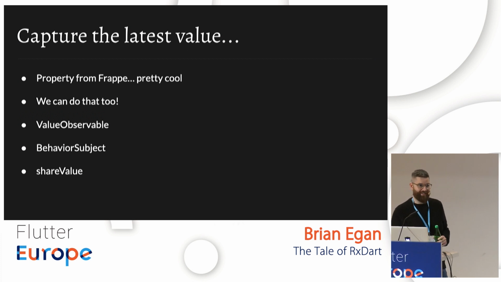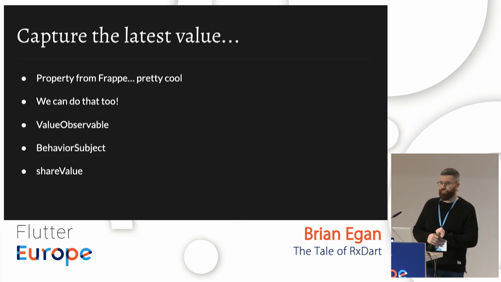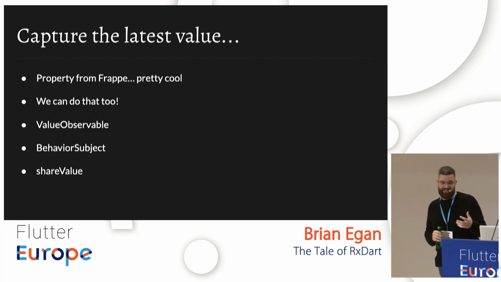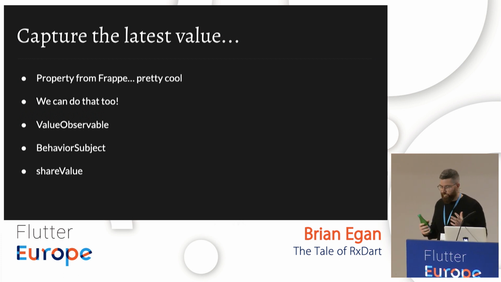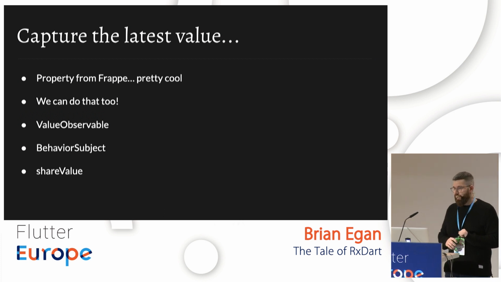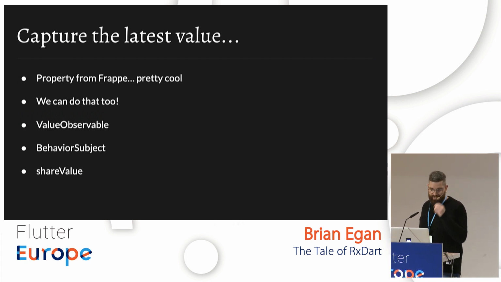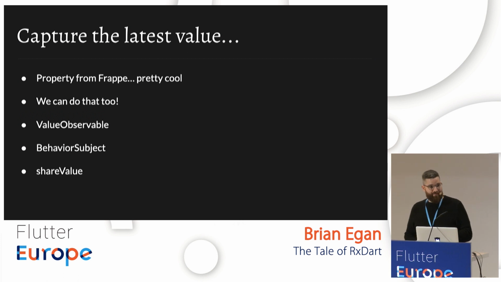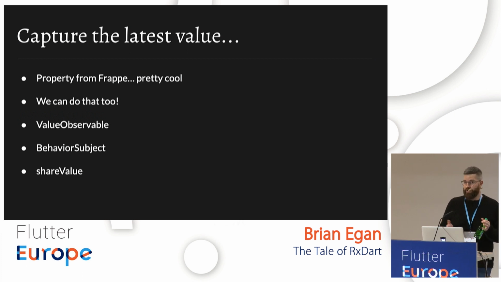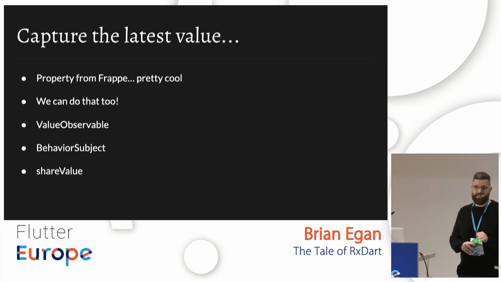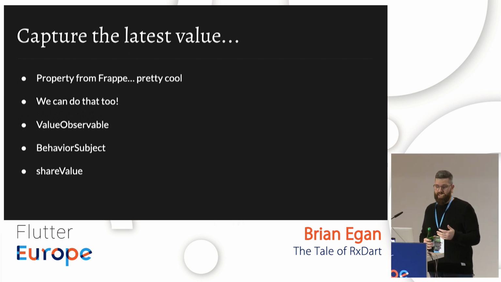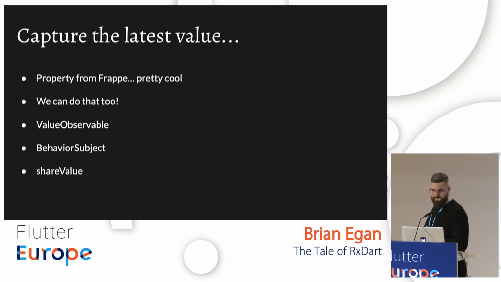So Frappe, as I said, had this idea of a property, which is the ability to listen to a stream and it would record the latest value. And so I thought, hey, we can do that too. RxJava and RxJS, other things like that, have similar mechanisms, and so we should go ahead and implement that. And so that's when I introduced ValueObservable into RxDart, and that's just an interface or an abstract class that says this is a stream that also allows you to synchronously read the latest value.